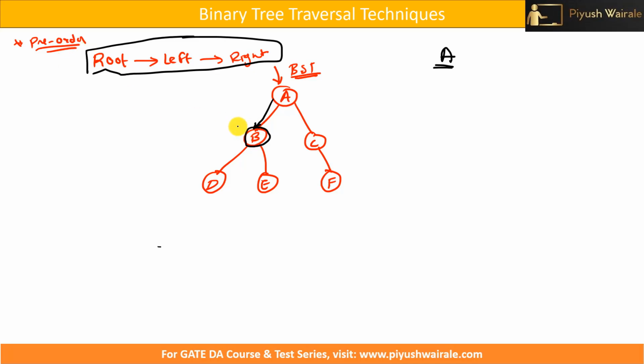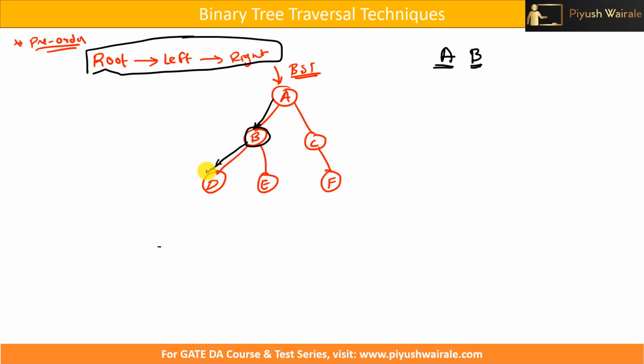For this particular node, B is basically a root node for D and E, because on the left side and right side of this particular node B, we have a subtree, a left subtree and a right subtree. But by using pre-order traversal, we need to explore the root node first. So that's why after A, I am going to explore B here. Now I need to go to the left side. So I will go in this direction.